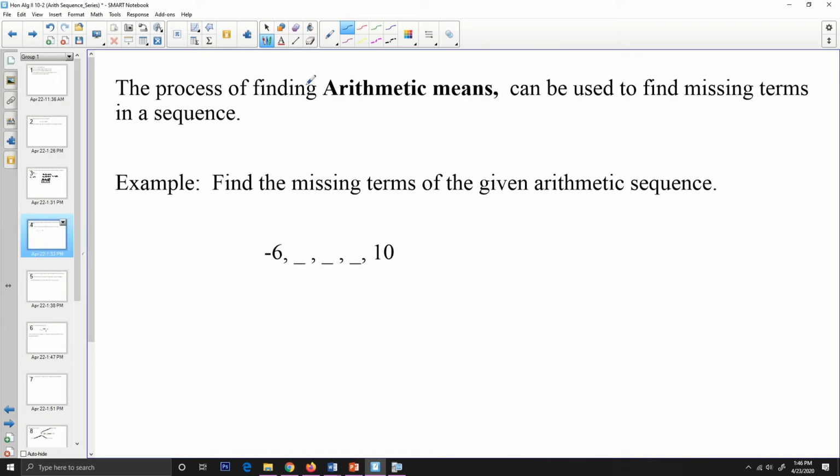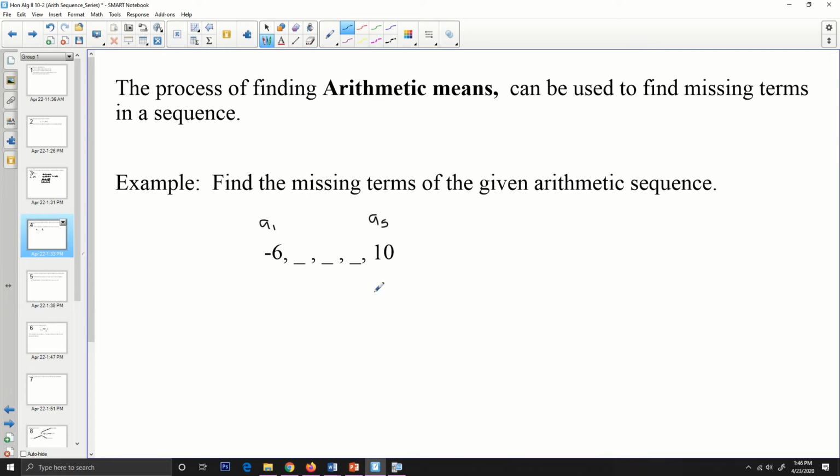The process of finding arithmetic means can be used for finding the missing terms in a sequence. So as an example, find the missing terms of the given arithmetic sequence. So I have 1, 2, 3 terms that I'm missing here that I have to find. If I go through it this way, we'll say this is the first term, this is a sub 1, and 1, 2, 3, 4, 5, this will be a sub 5.